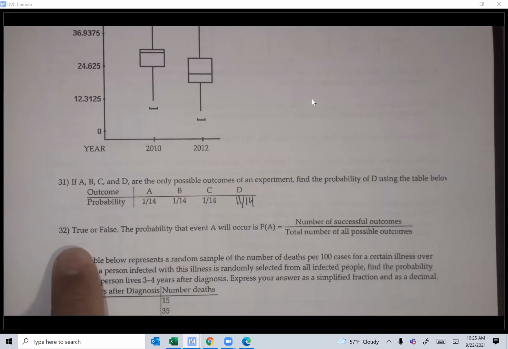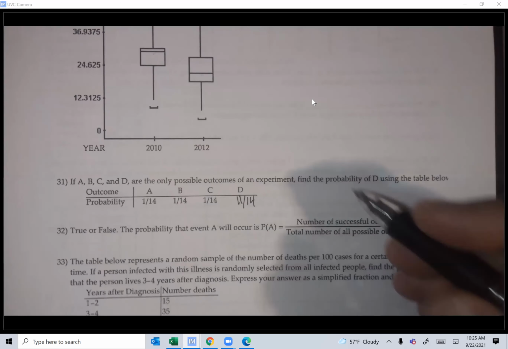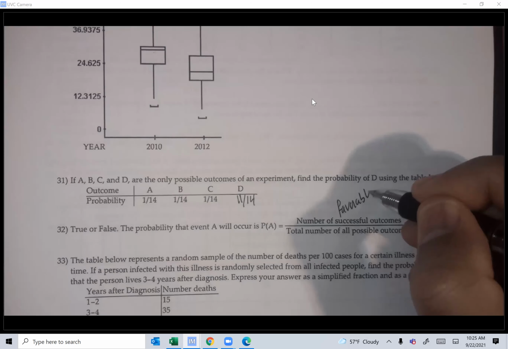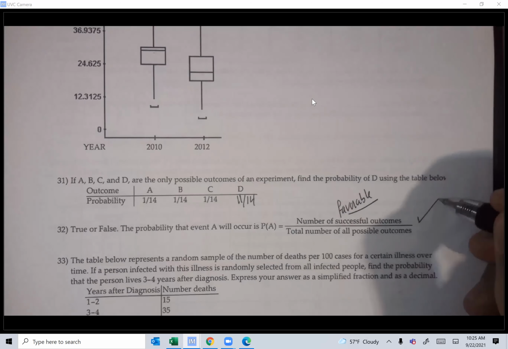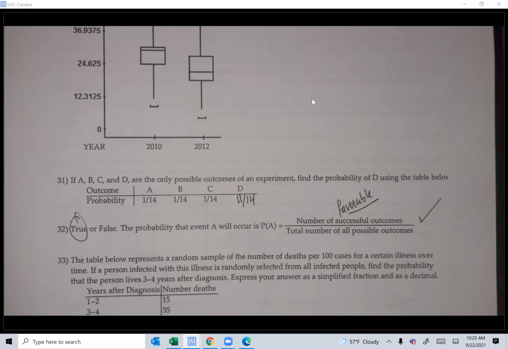True or false? The probability that event A will occur is number of successful outcomes divided by total number of all possible outcomes. That's the definition of probability. I call it in the book, guys, favorable outcome. Yes, that is true. Okay, 33.